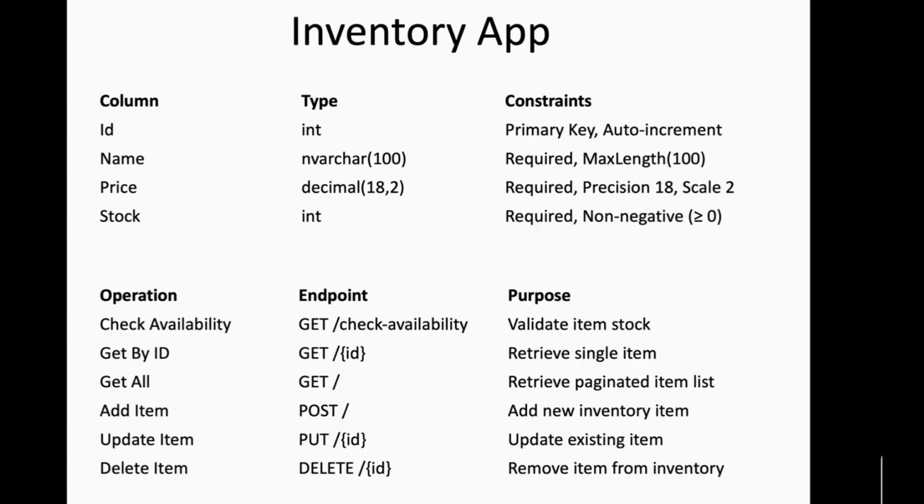For the purpose of this particular demo, we will be discussing a small inventory application. This application will have a single table with these columns: ID, name, price, and stock. On this table, we will be performing the following operations: check availability, get the inventory by ID, get all the items, add item, delete item, and update item.